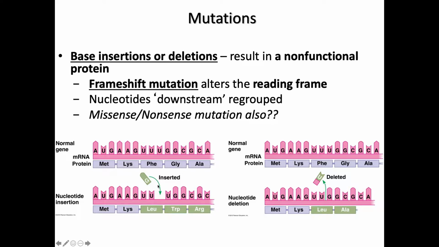But here is when the change occurs, when we get a base insertion. What we're supposed to have was UUU, which codes for phenylalanine, but now a G is inserted. Now it's going to read UUG, which codes for leucine. And then the next set of codons will be regrouped. The next set originally was supposed to be GGC, but now is UGG, and that will code for tryptophan. And next we have this codon that codes for arginine.